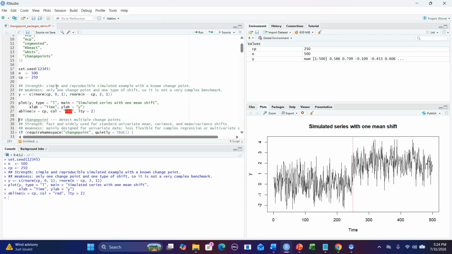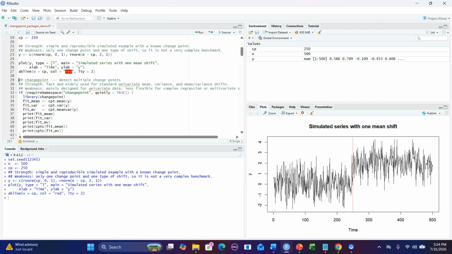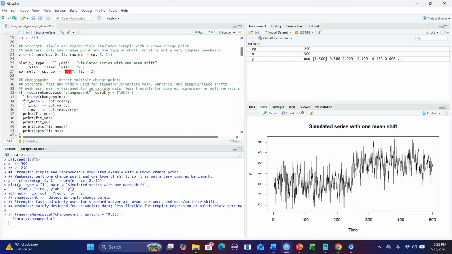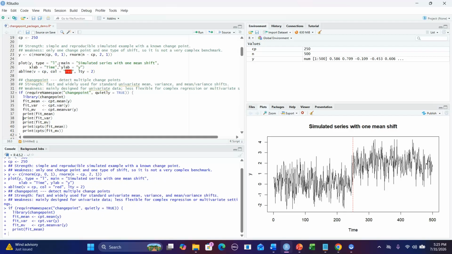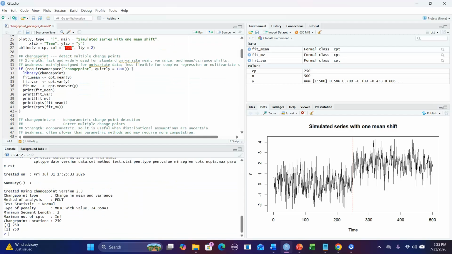This is a very simple mean shift time series at location 250. The changepoint package for detecting multiple change points is the most basic package. Its strength is that it is fast and widely used for standard univariate mean, variance, and mean-variance shifts. Its weakness is that it is mainly designed for univariate data and less flexible for complex regression or multivariate data. The syntax is very easy: just use cpt.mean, cpt.var, and cpt.meanvar for mean, variance, and mean and variance detection.